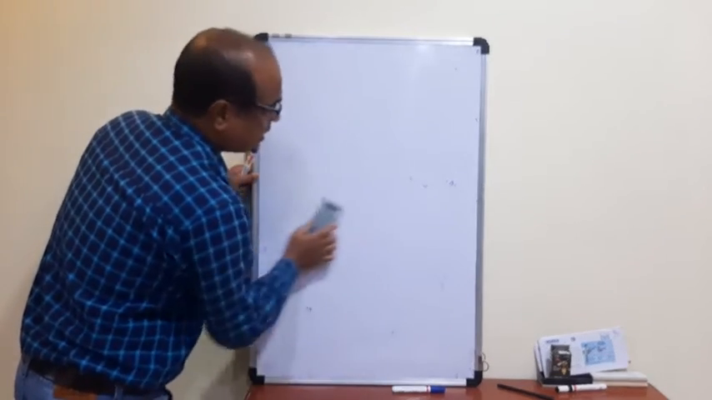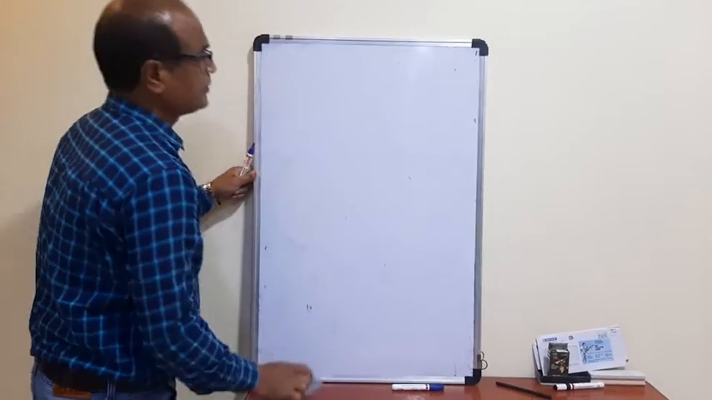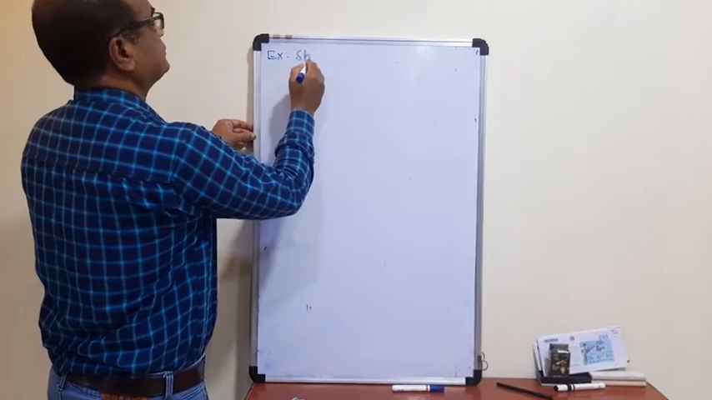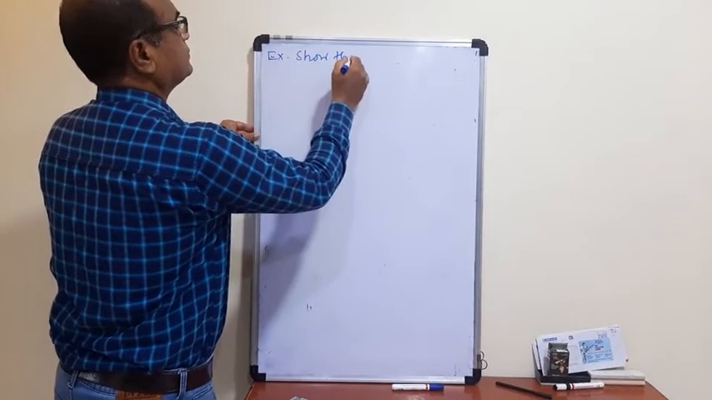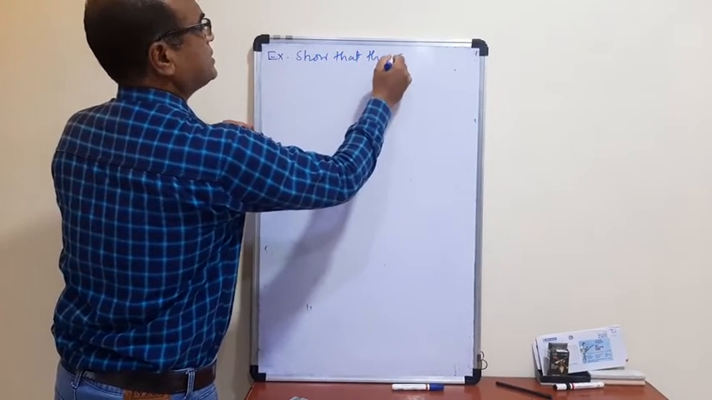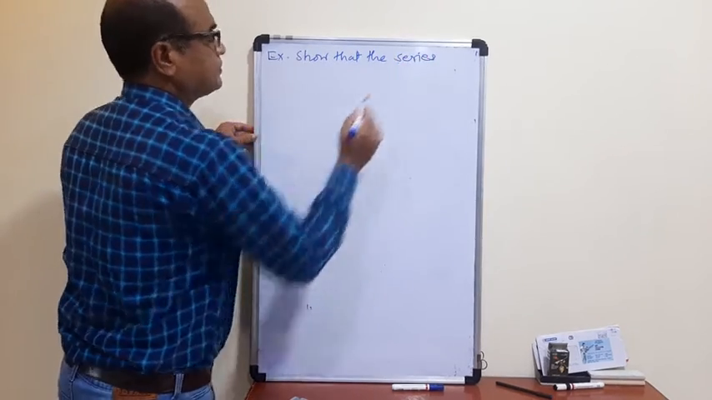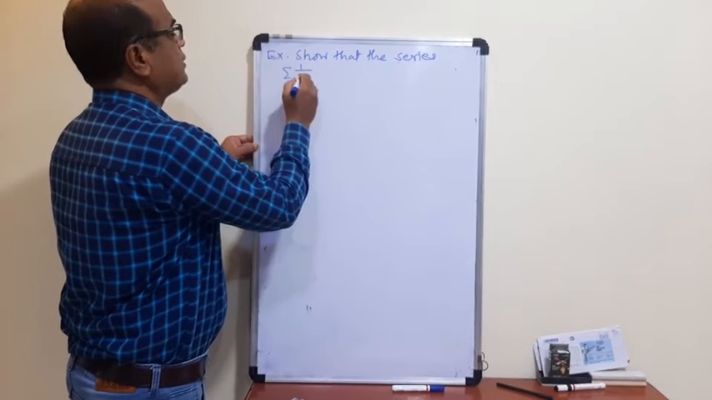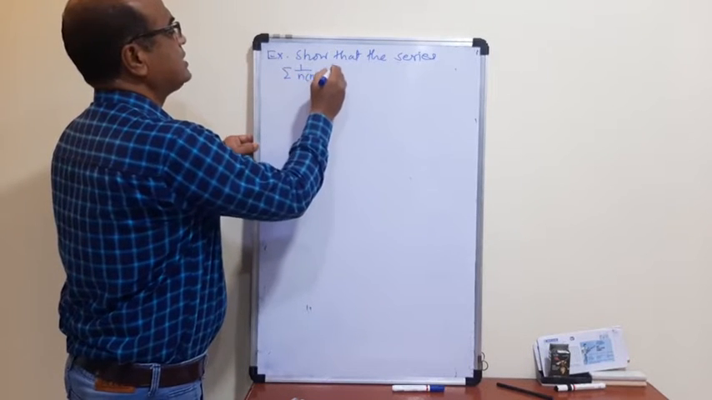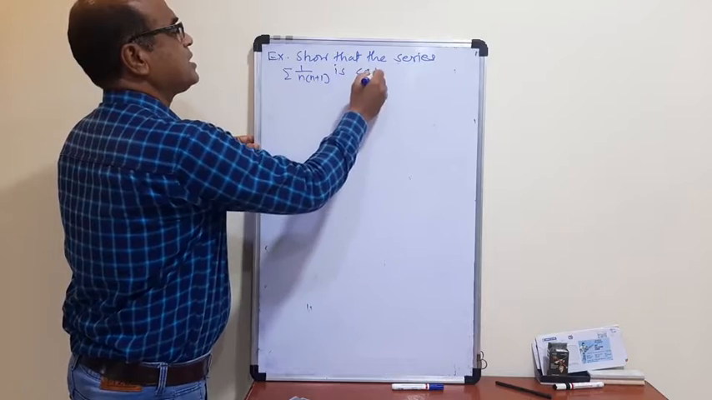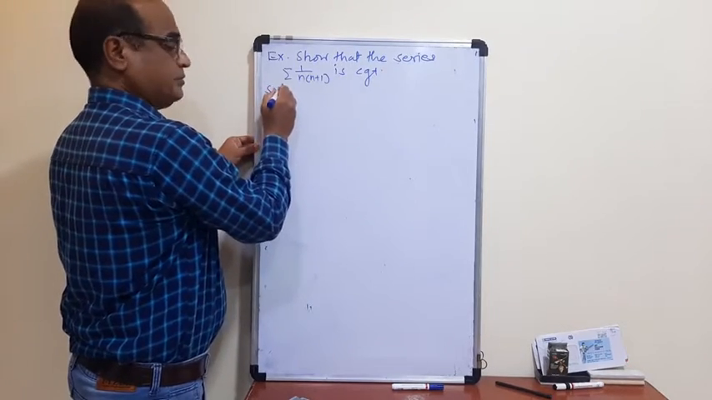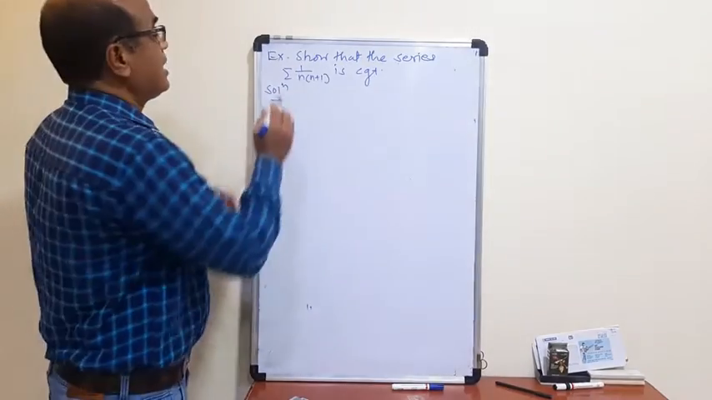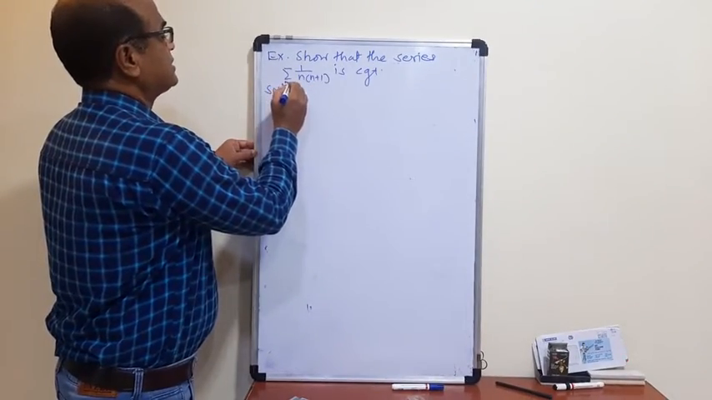Show that the series summation 1 upon n into n plus 1 is convergent. Solution. Show that the series summation 1 upon n into n plus 1 is convergent.